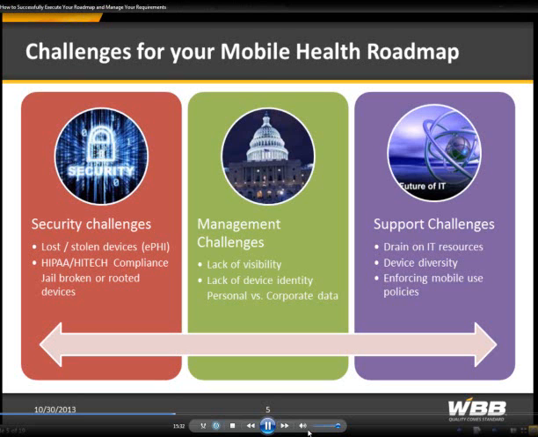Device diversity. Every day there are about four new devices that are being invented and sent out into the market. Growing needs. Should I embrace Android? Should I embrace iOS? And how do you make sure that the mobile apps I'm developing are not only web ready, but at the same time, from an IT support standpoint, able to address the various mobile platforms that are out there, and enforcing mobile use policies, which I already touched base on.